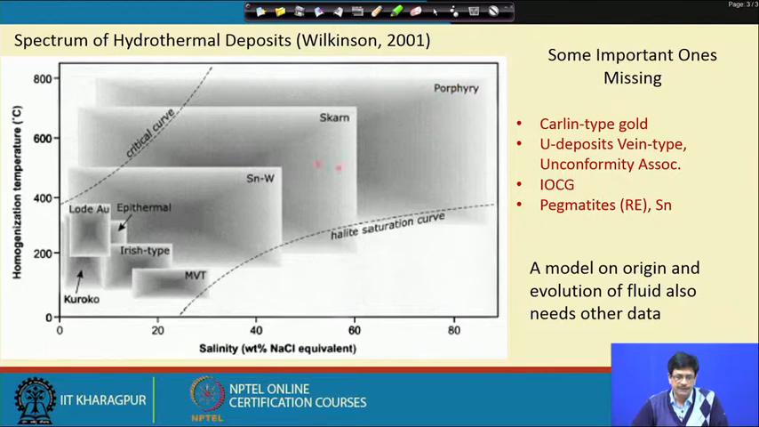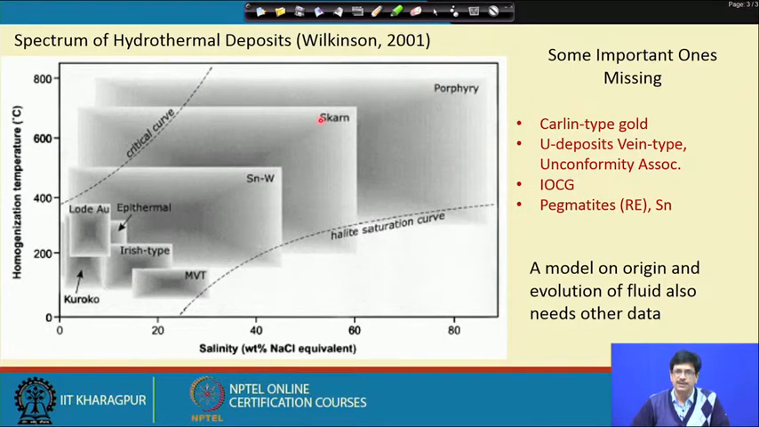And these are the different types of areas, like the porphyry deposits, skarn, the tin tungsten deposits, epithermal deposit, IOCG deposits, lode type gold deposit, Kuroko deposit and Mississippi Valley type deposit. As I told you, it is very difficult to make an exhaustive summary or exhaustive review, as we know that there are many other important deposits which are missing from this synthesis.